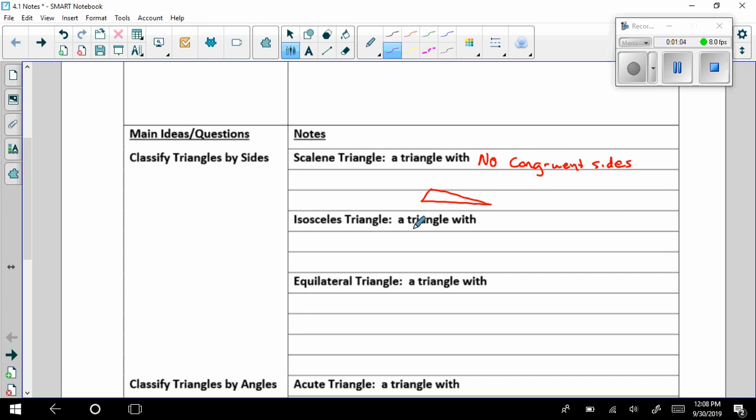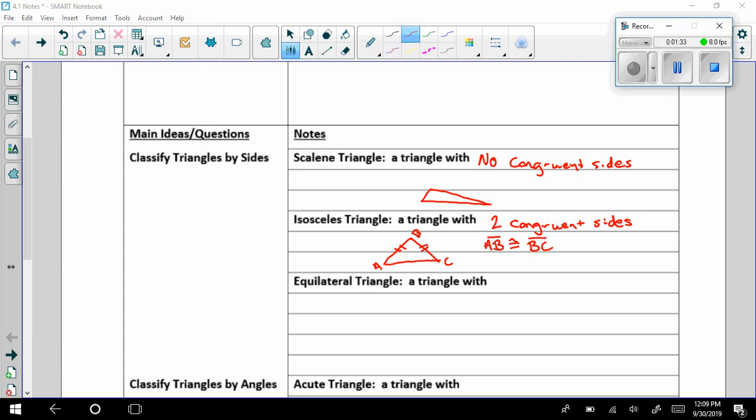An isosceles triangle is a triangle with two congruent sides. And remember, we mark congruent sides by using tick marks, so it might look something like this, where that side is congruent to that. So if this is triangle ABC, AB is congruent to BC.